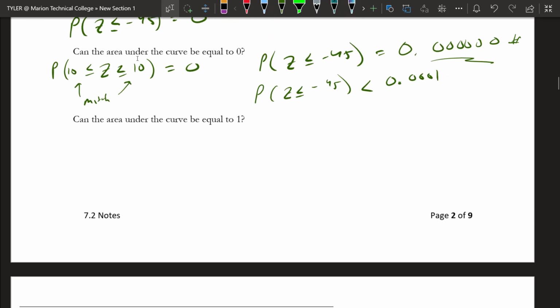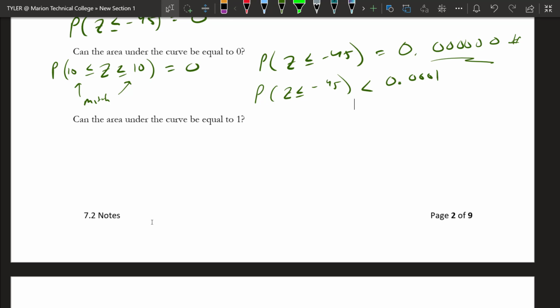So again, this is just an idea to think about, that sometimes your calculator or statistical software might give you a value of 0 when it's not actually 0, but it's basically 0, right? If that makes sense.